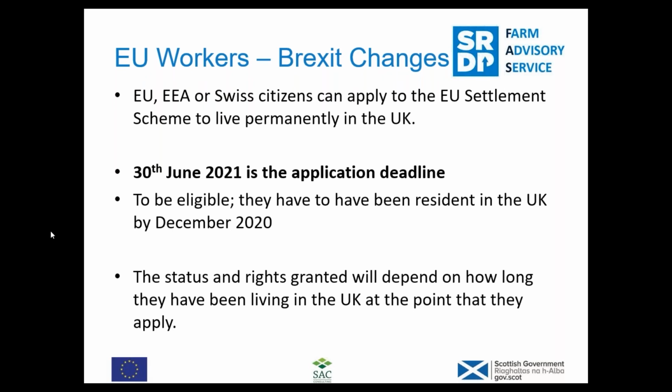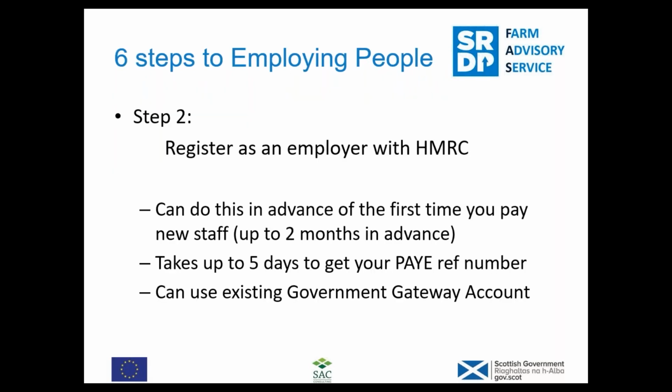So step 2 then is to register as an employer with HMRC. This is something that can be done in advance of the first time you pay new staff. So you can do it up to 2 months in advance, but it's worth noting it can take 5 to 10 days to get your PAYE reference number as they come through the post. So don't leave it too late until you need to do your first payroll. Try and get ahead of the game a little bit.